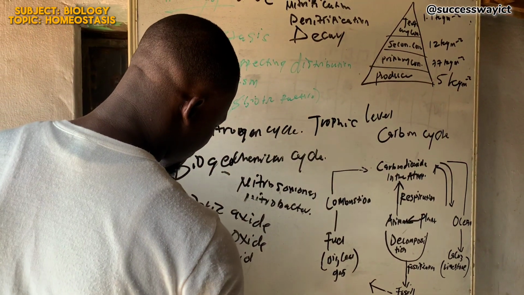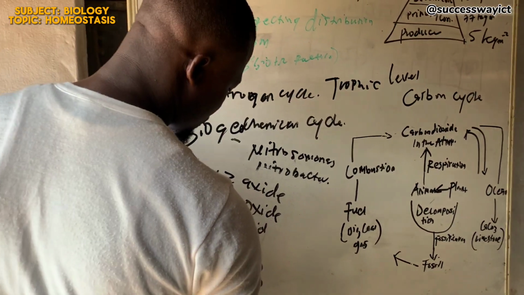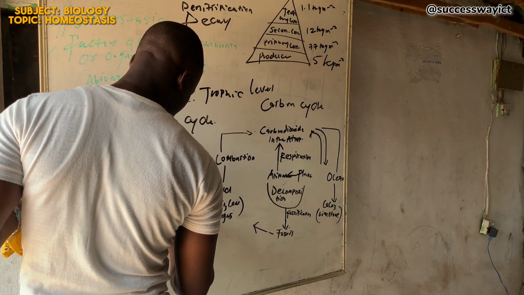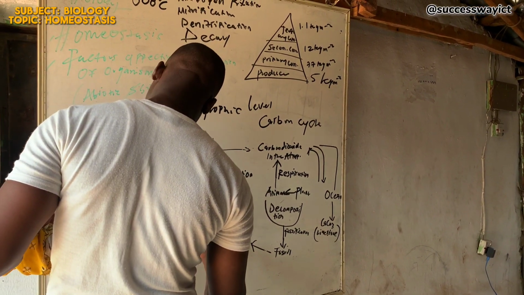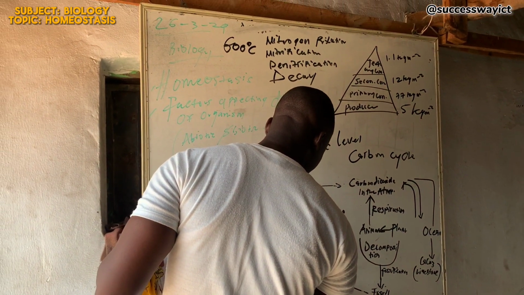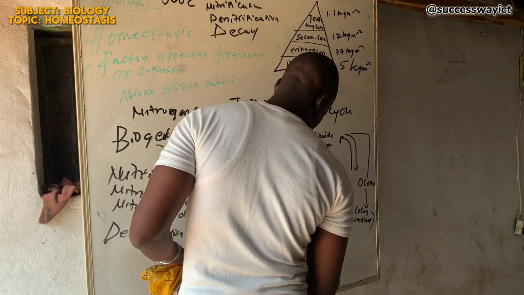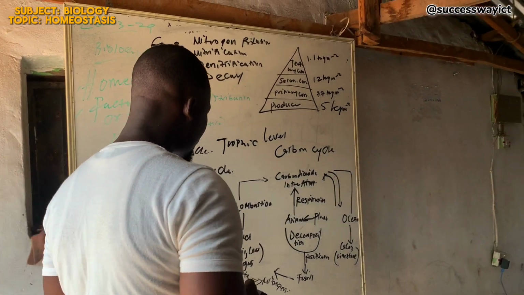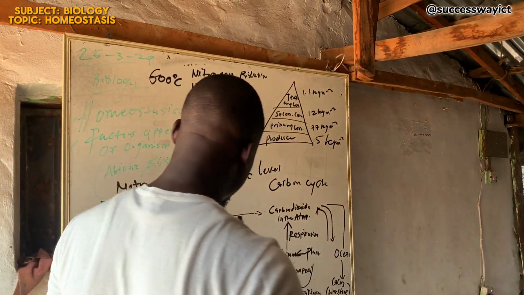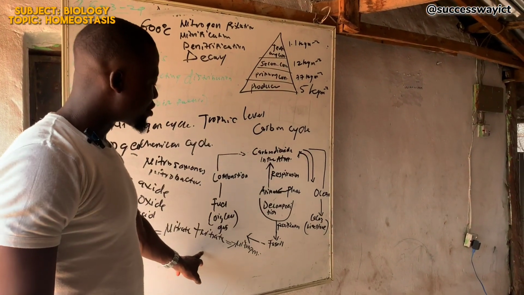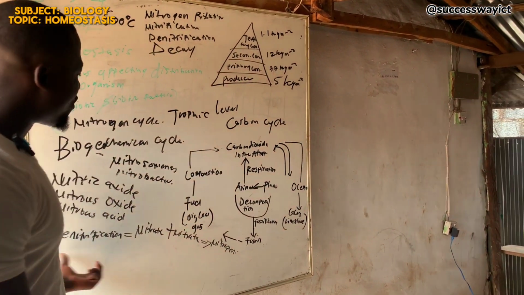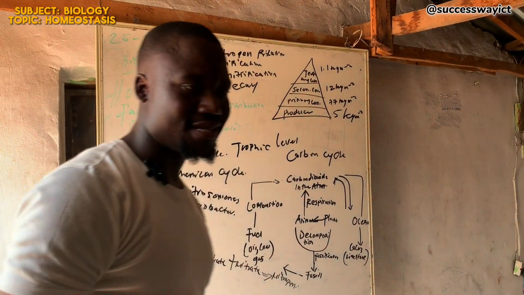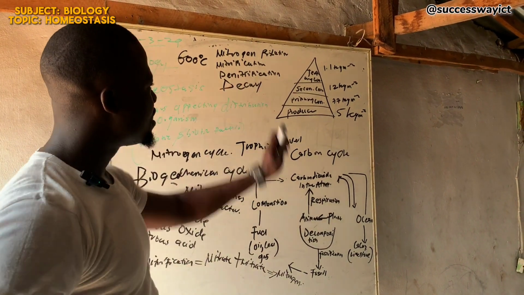I said denitrification involves conversion of nitrate plus nitrite to give rise to nitrogen gas. So nitrate plus nitrite is reduced into nitrogen. Now, once that happens, the end products given are nitric acid, nitrous oxide, and nitrous acid. So these three are gotten as a result of what? Denitrification.